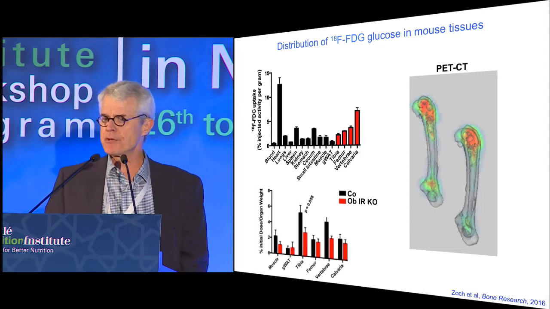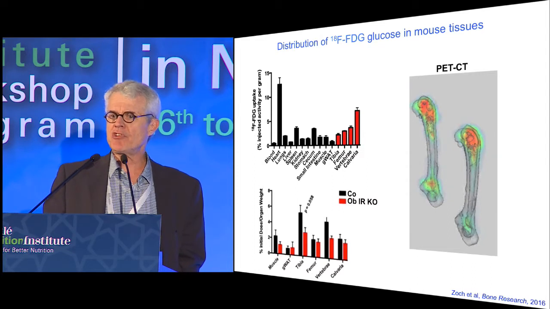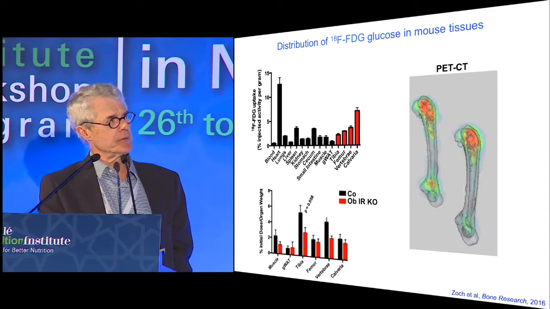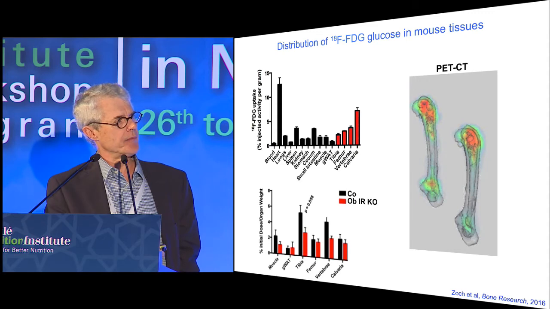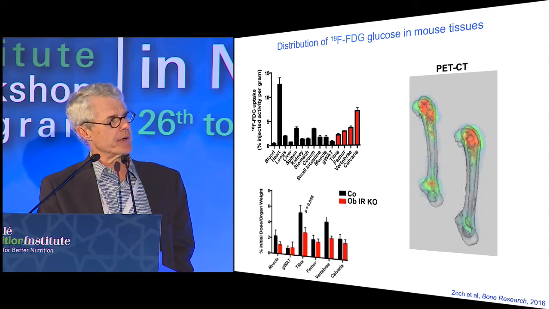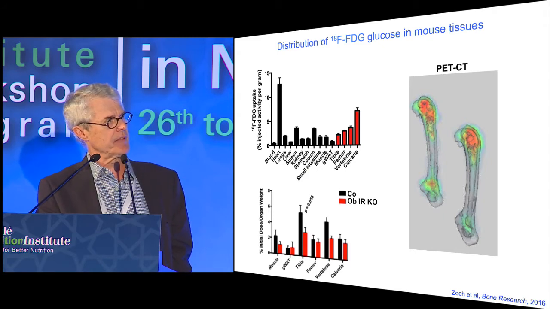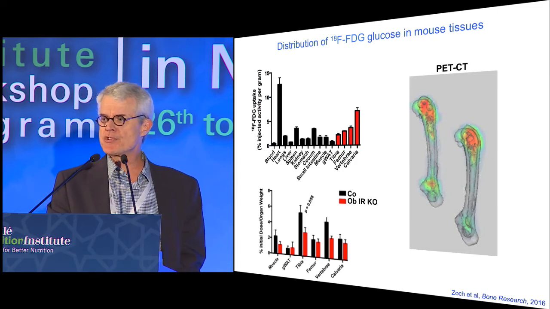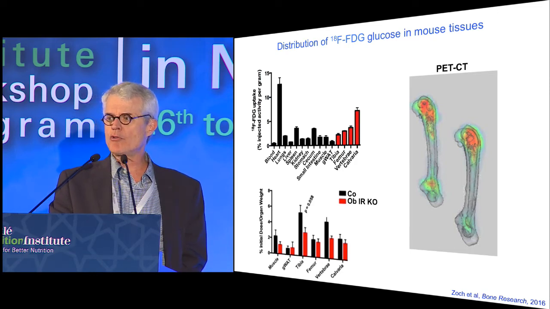So how much glucose does an osteoblast need compared to other tissues? What we did is we were able to use non-metabolizable FDG glucose and just look at distribution after an injection. And you can see here these red bars indicate how much of the dose of FDG-18 labeled fluorinated glucose is taken up by bone tissues, and a relatively large amount, if you compare it to these other tissues, is actually taken up by bone. If you knock out the insulin receptor, notice the red bars, you really reduce that uptake of glucose by bone.